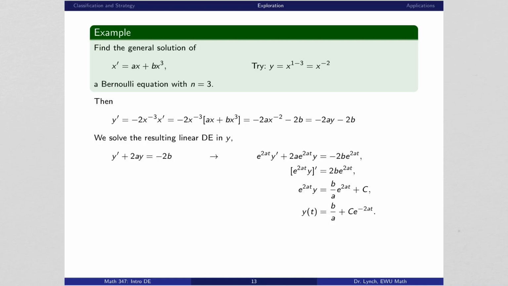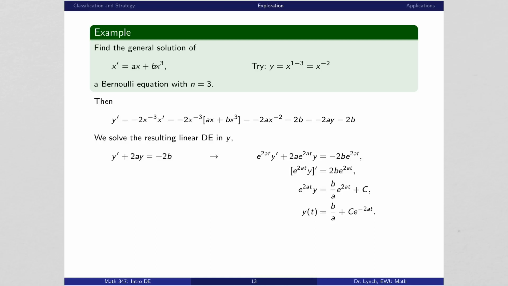So again, the power rule and the chain rule, or the generalized power rule, gives us that y prime is negative 2 times x to the minus 3 times x prime. Substituting the expression for x prime and simplifying, we end up with the linear differential equation y prime plus 2a y equals minus 2b. Okay, so the integrating factor is found quickly. It turns out the integrating factor is e to the 2at.